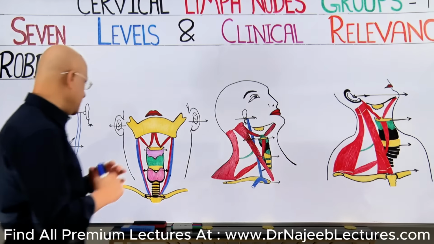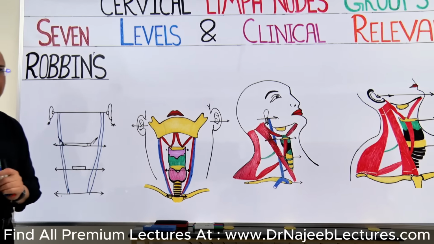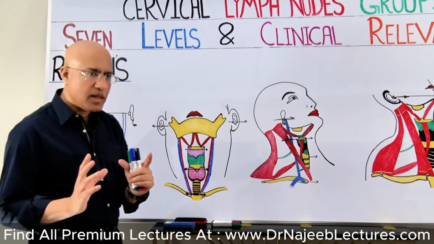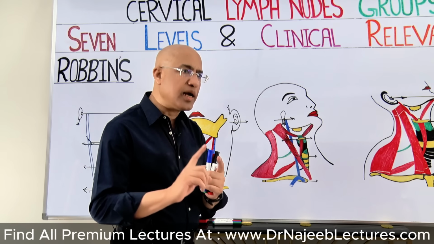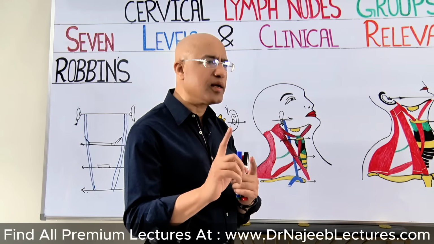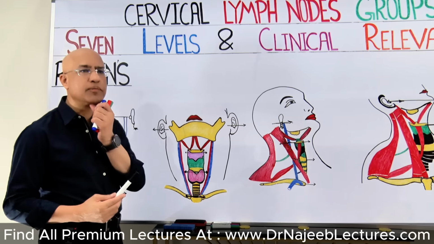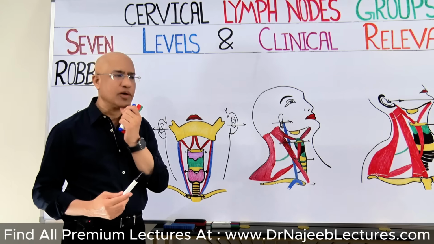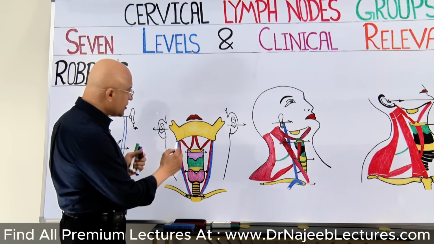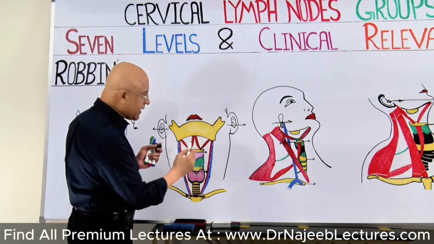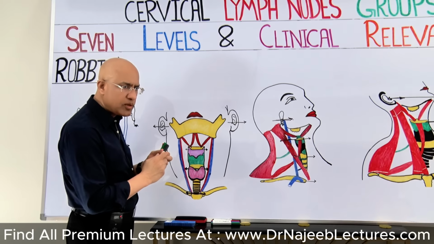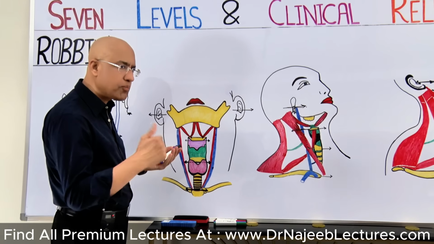Now we come to the groups, right? First I will just make the groups and levels. After that I will go to their clinical significance. First of all, start from here, the chin. Just under the chin, there's a triangle. You know, the neck is divided into many triangles. We will have a separate lecture on that.